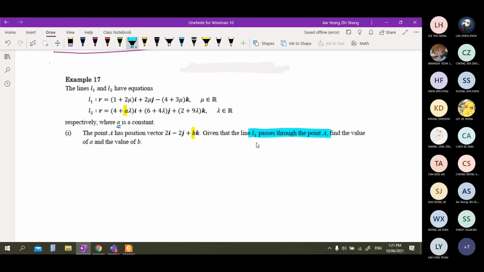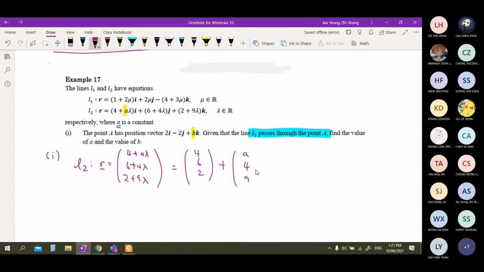In part 1, there's only line L2 involved, and the unknown A also appears in L2, so we only need the line L2. We don't need the line L1 in part 1. So the equation of line L2, let's convert it into a more familiar form. It's giving you 4 plus A lambda, 6 plus 4 lambda, and 2 plus 9 lambda. Let's convert it into (4, 6, 2) plus lambda times (A, 4, 9), where lambda takes real values.